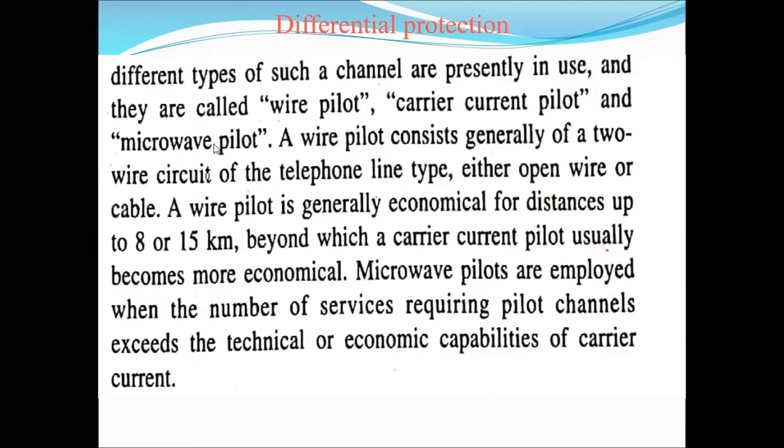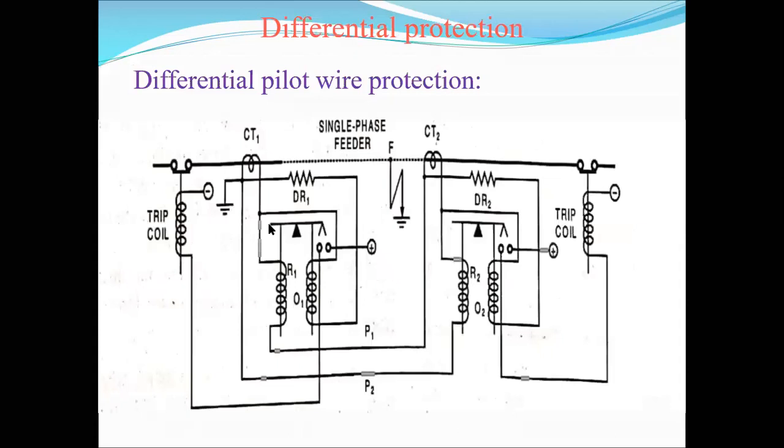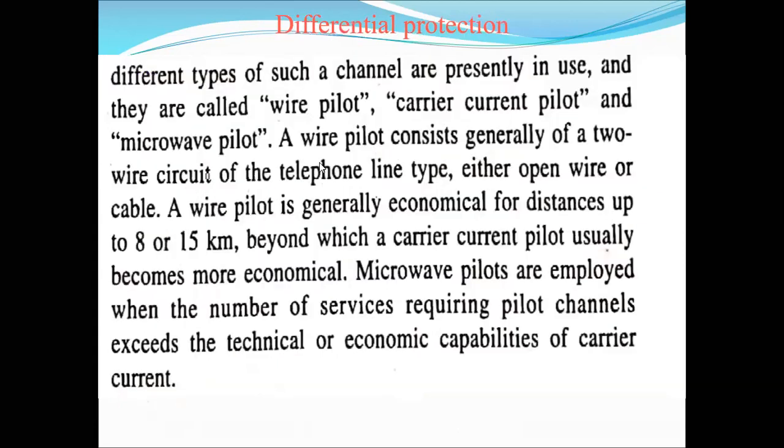By using these pilot wires we are connecting both the cities, and then it gives the connection for the tripping coils. That's why it is called pilot wire protection. Pilot wires are divided into two types, that is the carrier current pilot and the microwave pilot.